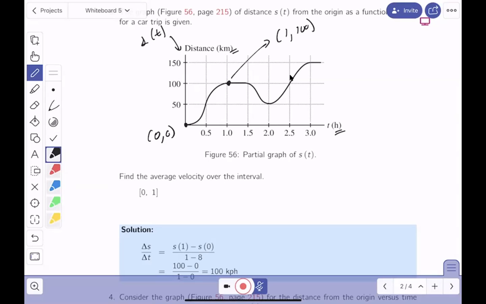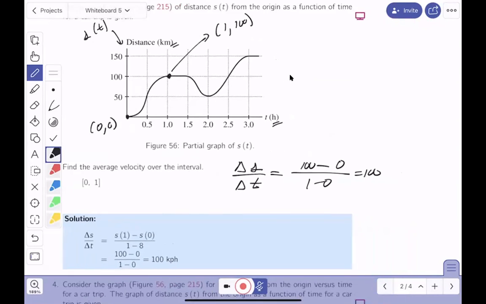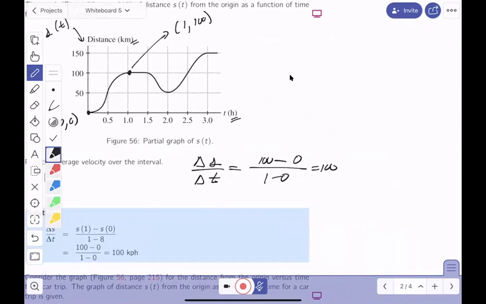The average velocity is going to be ds/dt on that interval. Well, let's change in s. It's going to be 100 minus 0. And what's change in t? 1 minus 0. That's going to be 100. What's the unit over here? Well, the top unit is going to be kilometers, and the bottom unit's hours. So it's kilometers per hour. The abbreviation for that is 100 kph.